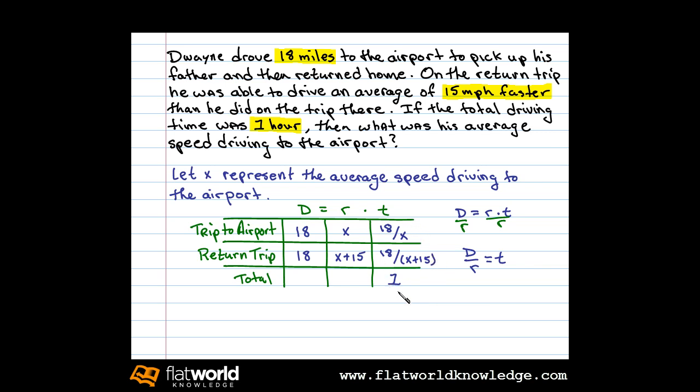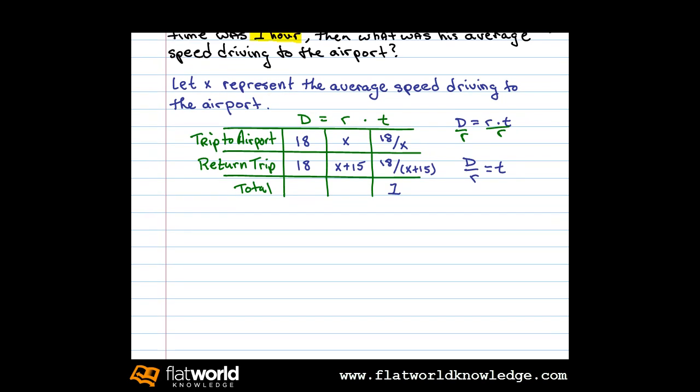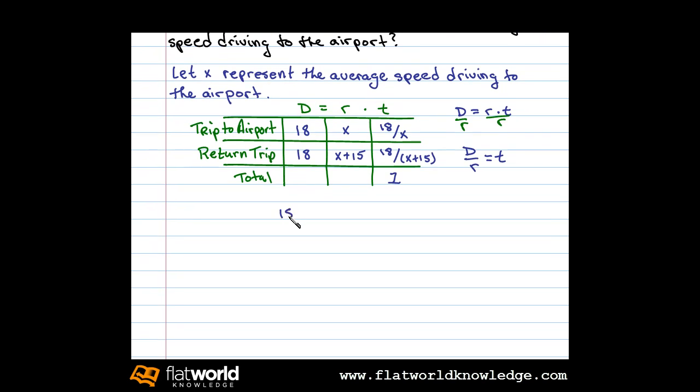The time column here defines the algebraic setup. The time it takes to drive to the airport and the time it takes to return home, well, the total trip was 1 hour. So we can write 18 over x plus 18 over x plus 15 equals the total driving time, 1 hour. So here we have a rational equation which we could solve for x, the average speed driving to the airport.